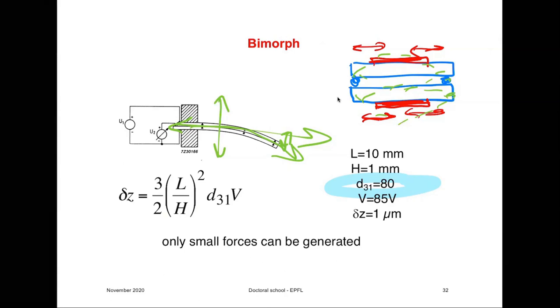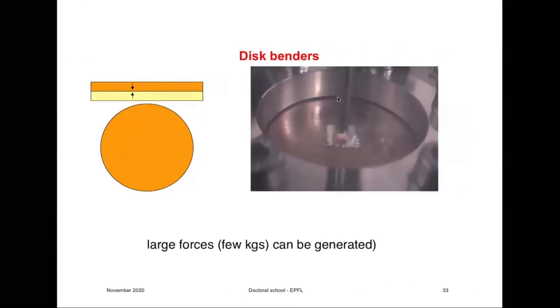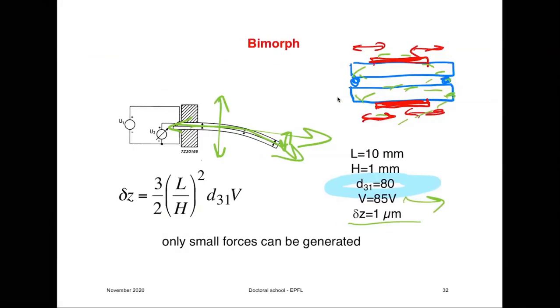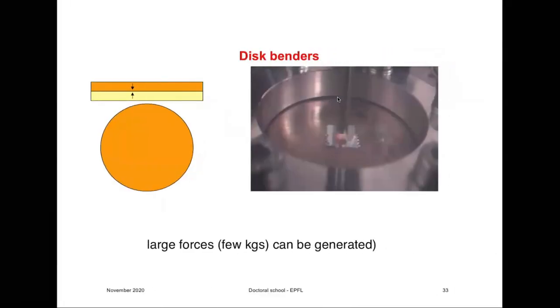So you can easily get displacements of 1 micron or even more with relatively low voltages. Of course, they produce very little force, so they act on gases and such, light used in optics. You can increase the force that they can generate or support, or the mass that they can lift, if you make a spherical shape.